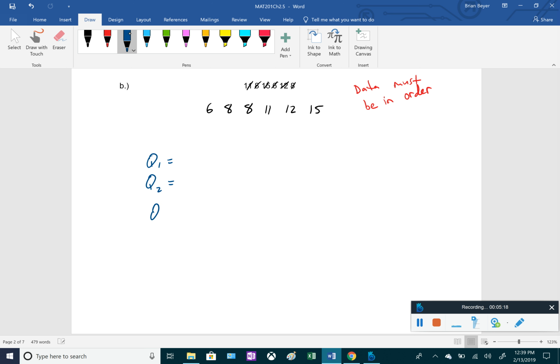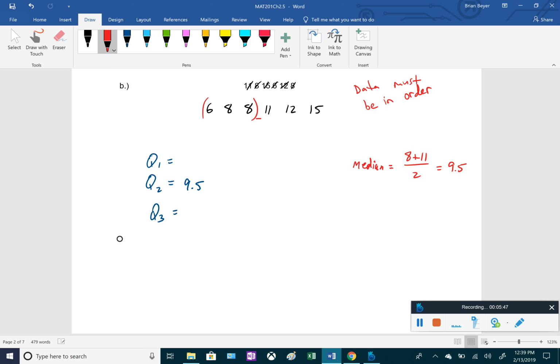So Q2 is just going to be the median once again. Finding the median here, it looks like it's going to be between 8 and 11 because we have an even number of data entries. So the median is going to be the average of those two numbers. We have to add them and divide by 2. That's going to be 19 over 2, which is 9.5. So that is going to be our Q2.